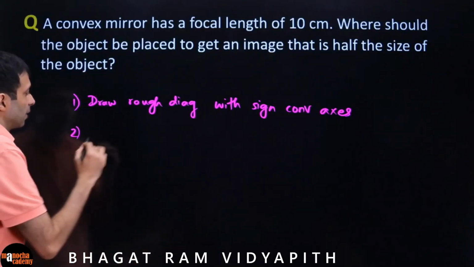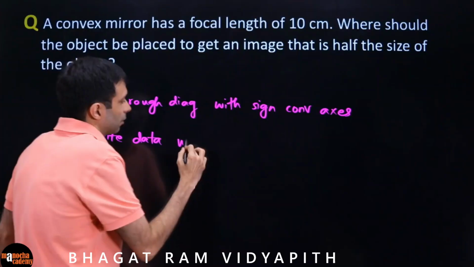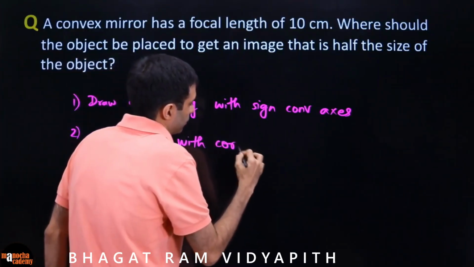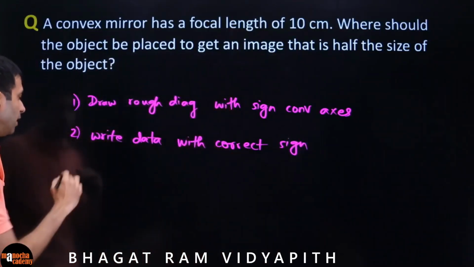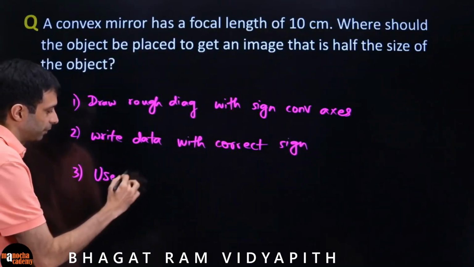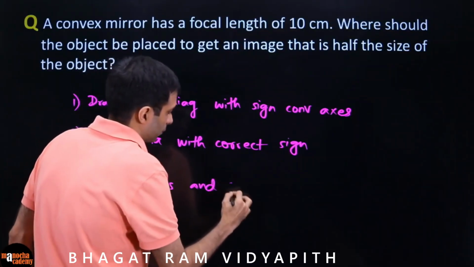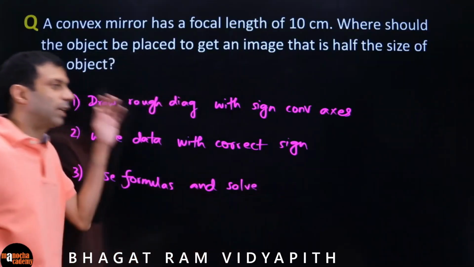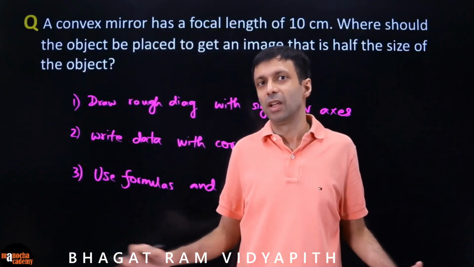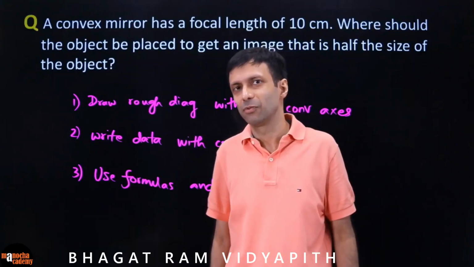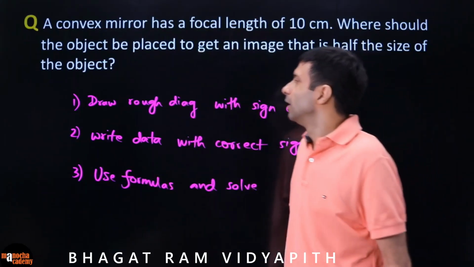Second thing, write the data with the correct sign and then use the formulas and solve. If you guys follow these 3 simple steps, I'm sure you can crack any of these mirror formula questions. And the same things will apply when you come to lens formulas for concave and convex lenses. Same tricks. Okay. So let's go ahead and quickly do this one.